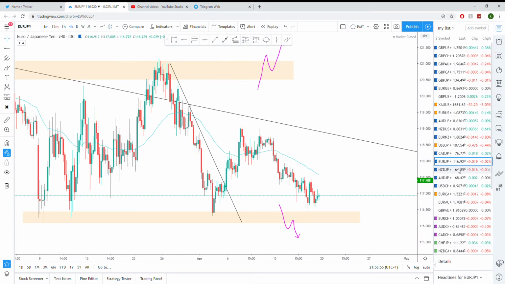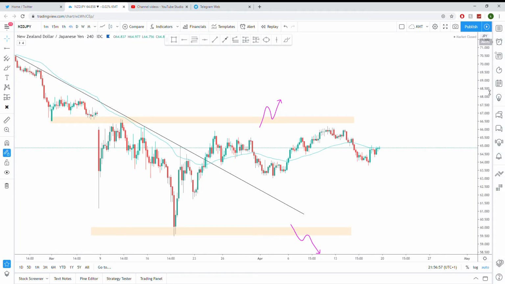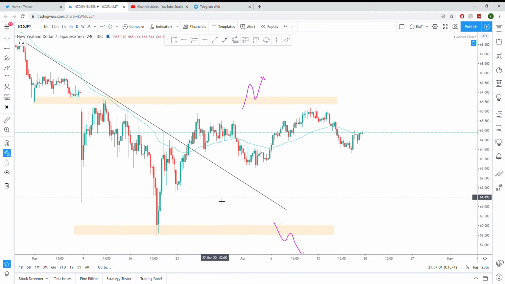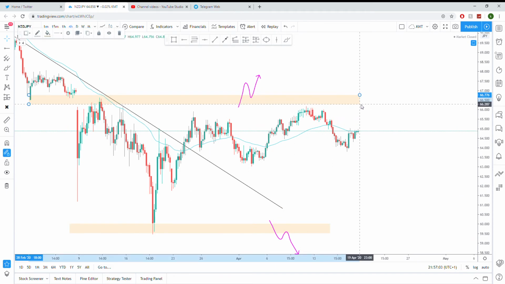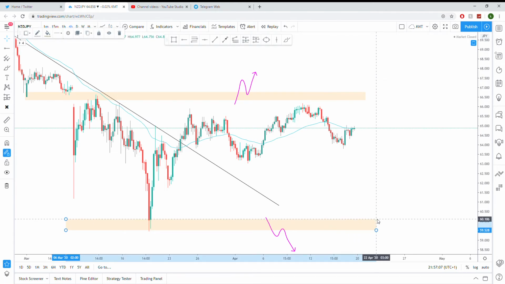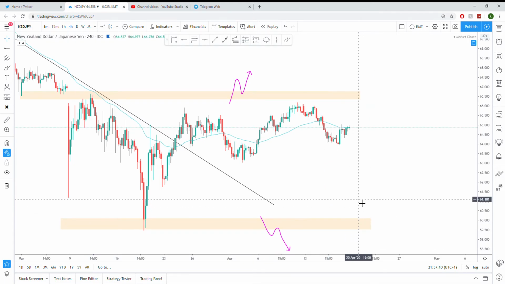Moving on to New Zealand dollar, Japanese yen. We are still, again, stuck in this range. So notice how most of the Japanese pairs are stuck in a range bound formation. That's because of the fundamentals. There's a lack of movement and a lack of understanding, especially with the Japanese market and the actual economy in itself. So this is where fundamentals come into play.